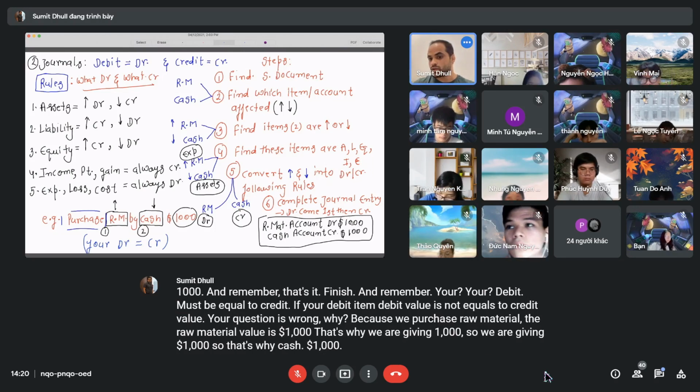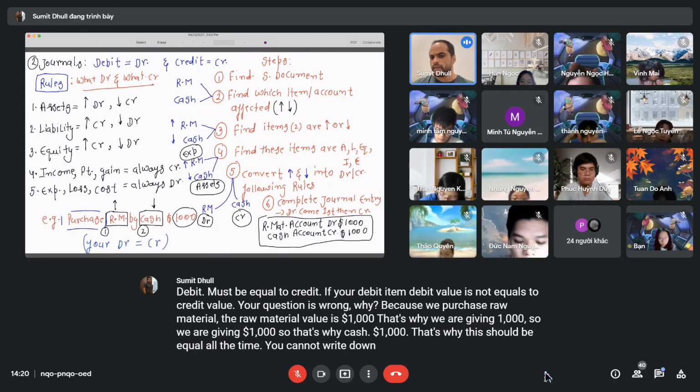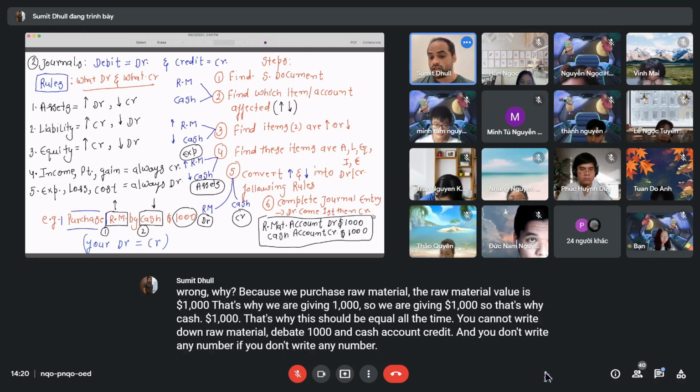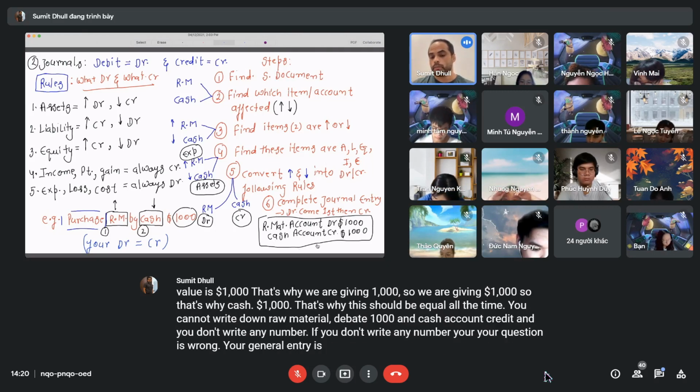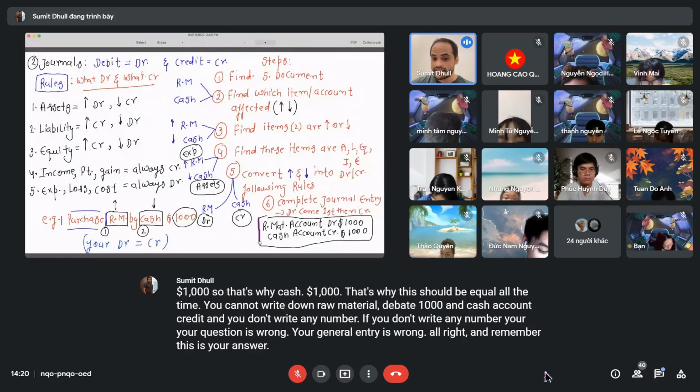That's why this should be equal all the time. You cannot write down raw material debit 1,000 and cash account credit and you don't write any number. If you don't write any number, your journal entry is wrong. All right. And remember, this is your answer.